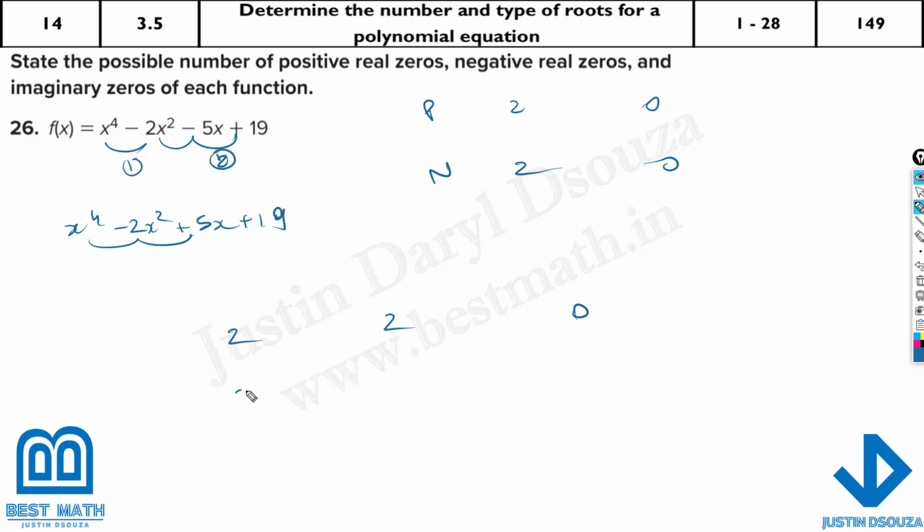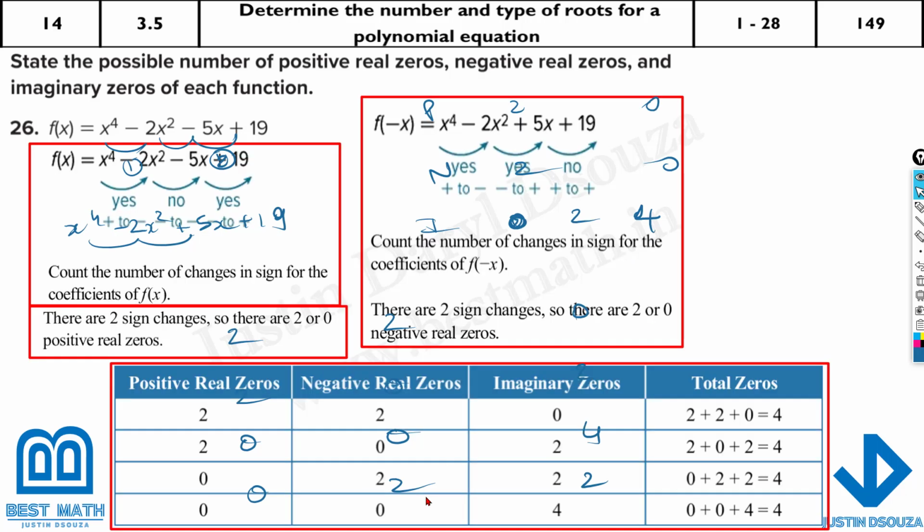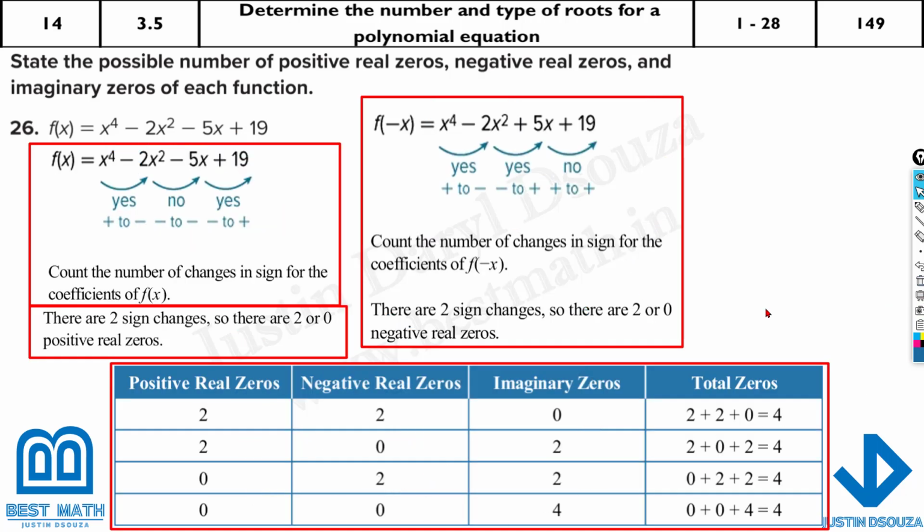Or it can be 2 and 0. Then it's 2 imaginary. It can be 0 and 0. Then it's 4 imaginary. Or it can be 0 and 2. It can be 2 imaginary. So imaginary is either 0, 2 or 4. All the 3 possibilities are possible here. So here we go. These are the four cases which I just wrote down. And so here we have 0 or 2, 0 or 2, but this is 0, 2 or 4.